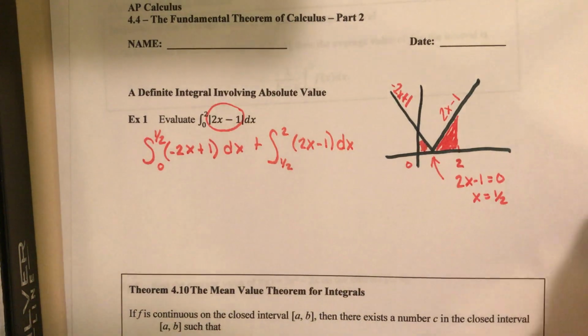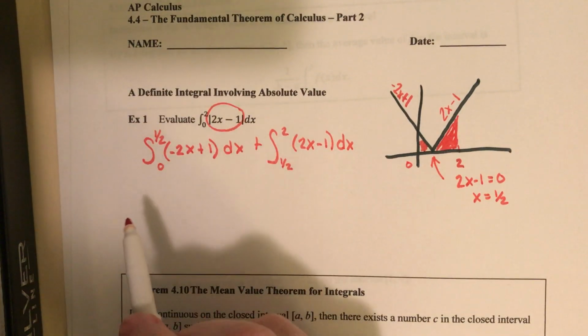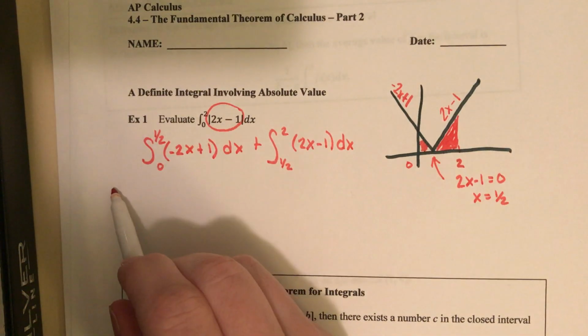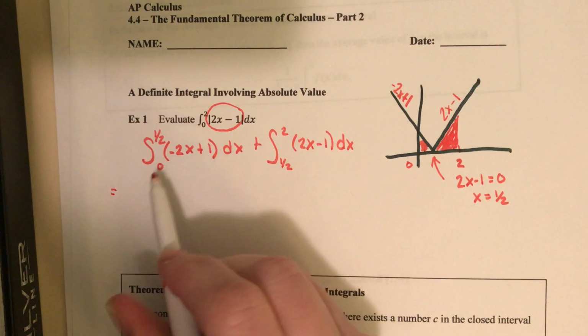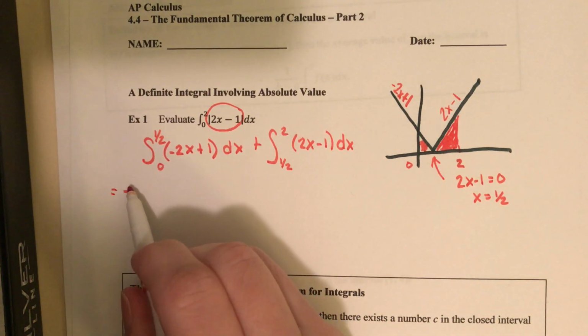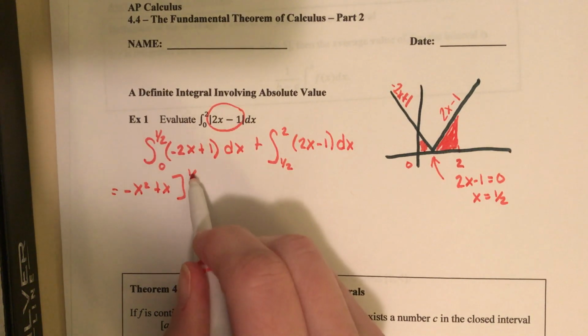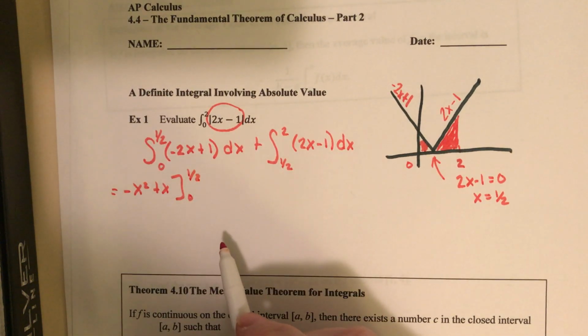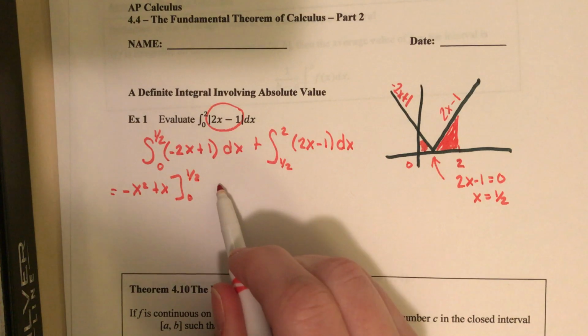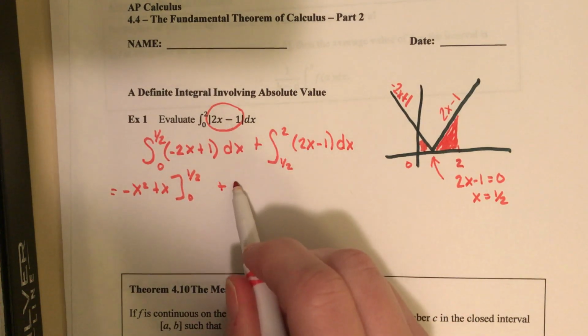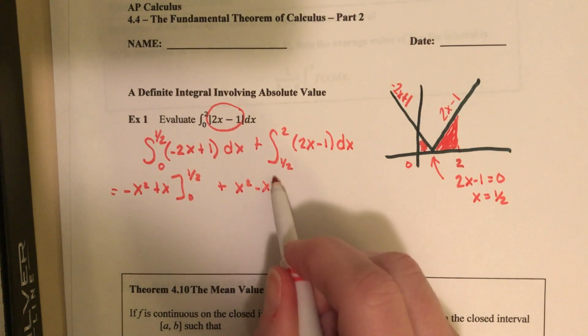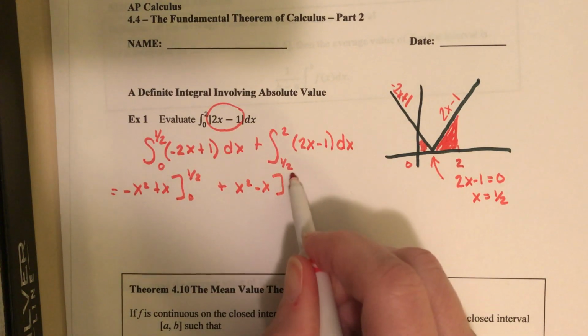Okay, so now we're just going to solve these separately, just like we did with the definite integrals in part 1. So I'm going to take my integral first. I'm going to add and divide. So that would be negative x squared plus x, and we're going to evaluate from 0 to 1/2. Over here, I'm going to take the integral. I'm going to add and divide. So that's x squared minus x, and we're going to evaluate that from 1/2 to 2.